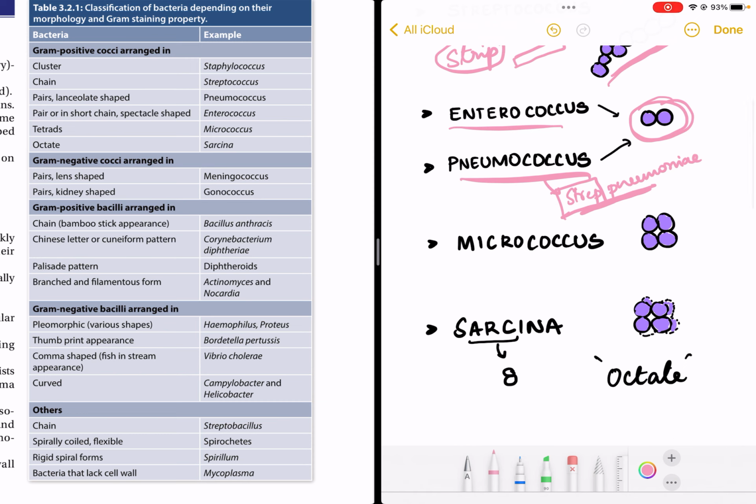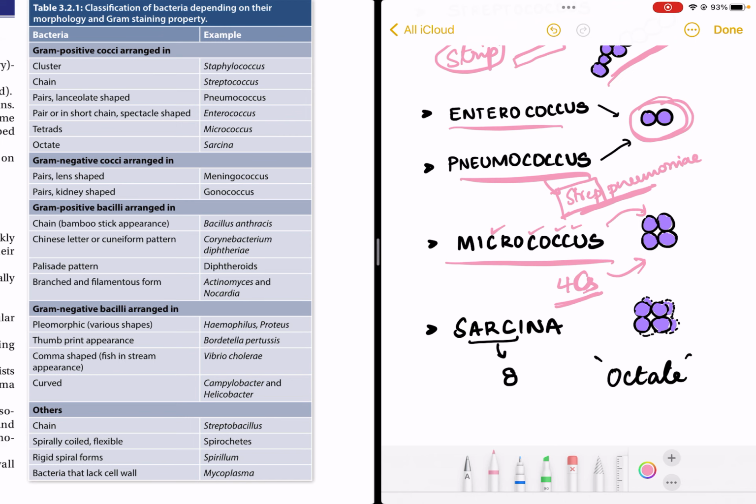Alright, moving on to Micrococcus. Micrococcus is arranged in tetrads. How do you remember that? Just count the number of C's in it. So how many C's does it have? It has 4 C's. So 4 C's for tetrad arrangement. Because it has got 4 C's, it has tetrad arrangement.